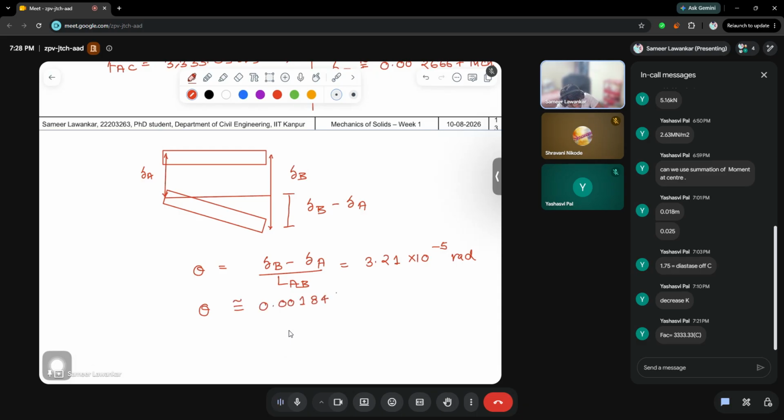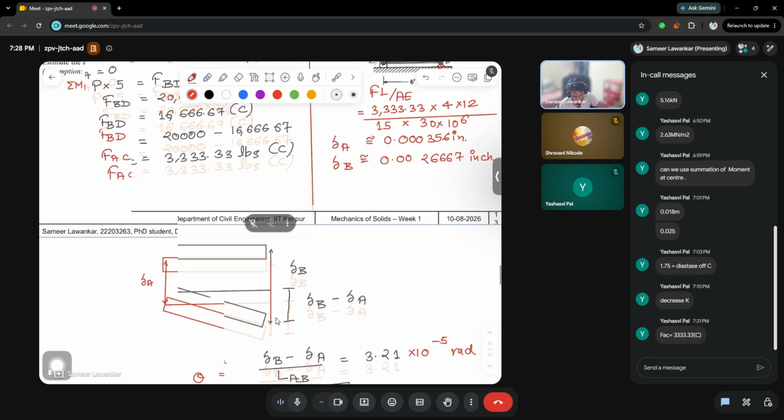So you can see this is one real life example, in which you can see what the value of theta actually is. 0.00184 is very, very small. It's not even 1 degree, not even half a degree. So you can understand, but yes, the deflection exists up there. Okay, fine. So this was regarding this question.